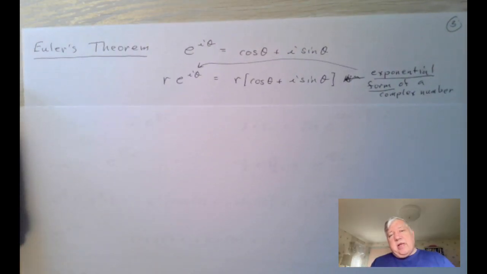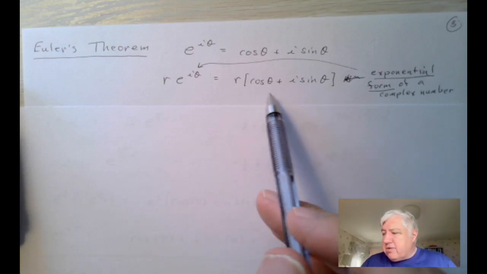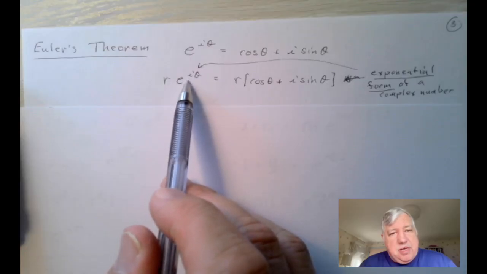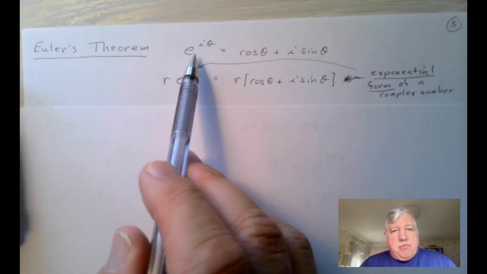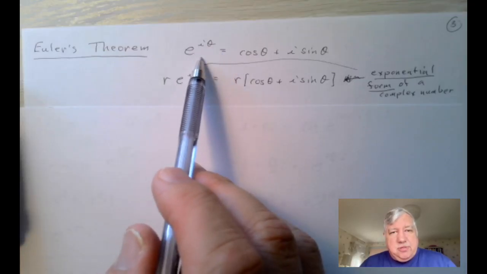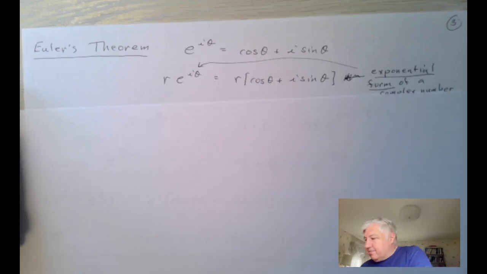So the important thing is it's still all about r and theta. We just, rather than write this all out, use this e notation, using the convention that e to the i theta is this.